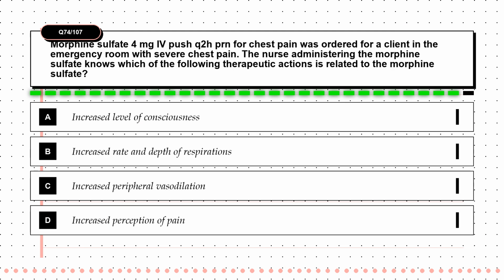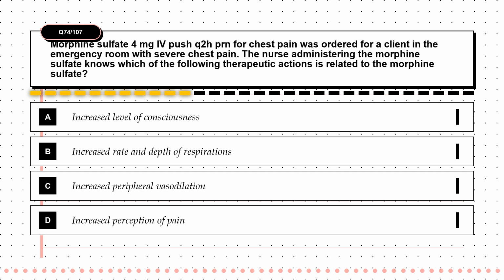Question 74. Morphine sulfate 4 mg IV push q2h PRN for chest pain was ordered for a client in the emergency room with severe chest pain. The nurse administering the morphine sulfate knows which of the following therapeutic actions is related to the morphine sulfate? Here are the options.